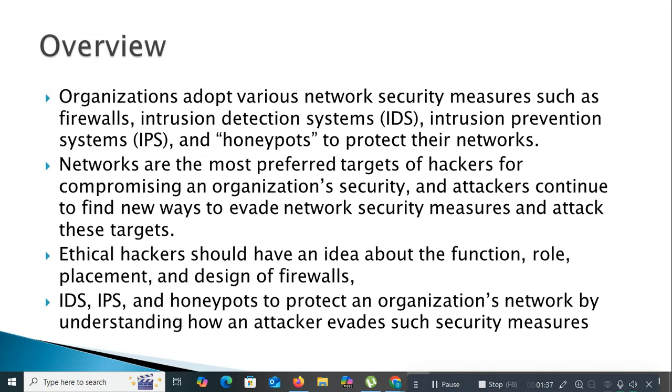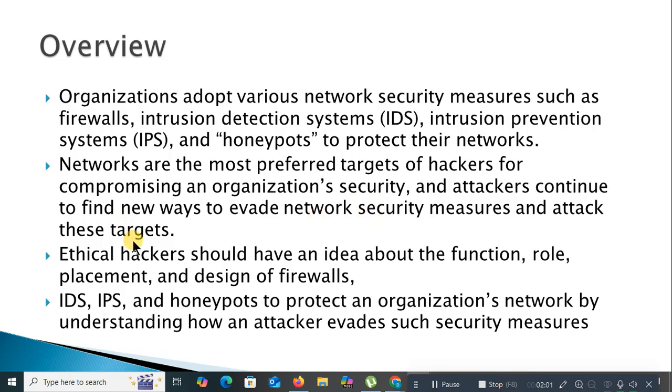Networks are the most preferred target of hackers. They compromise the organization's security, and attackers continue to find new ways. Evade means avoid, how to bypass. Attackers find a new way to avoid the network security measures and attack the target.